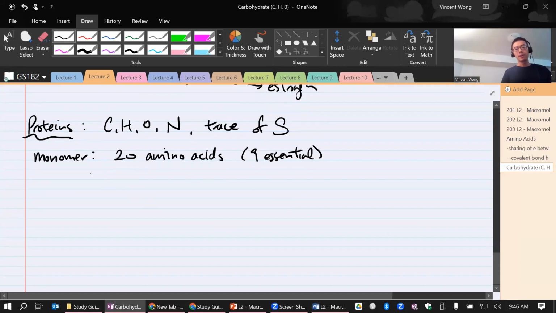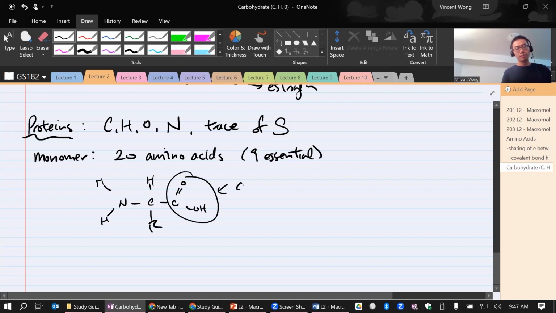So we talk about the structure of the amino acid, right? You don't have to draw it, but you should recognize it when you see one. Carboxyl group, amino group, right?